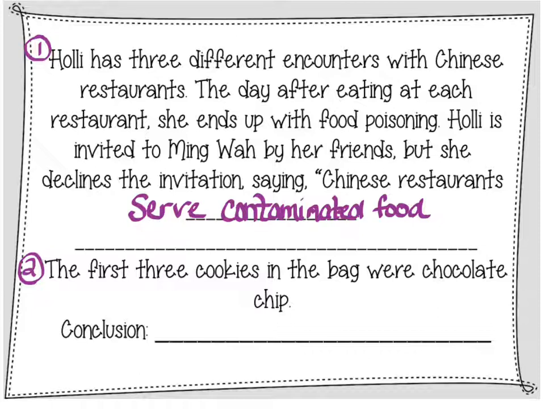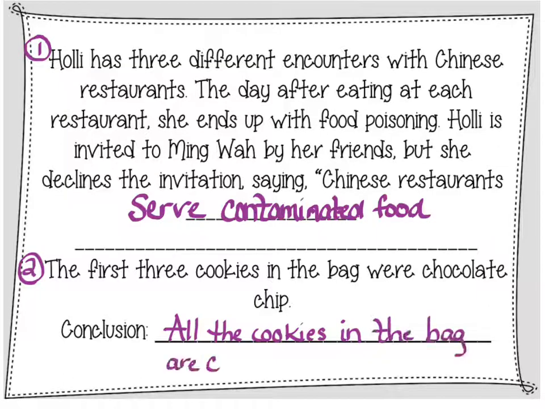So there you go. In the second example, we have a bag of cookies, and 3 cookies are withdrawn from the bag, and each one is a chocolate chip. So the conclusion is, based on the pattern, that all the cookies in the bag must be chocolate chip cookies.